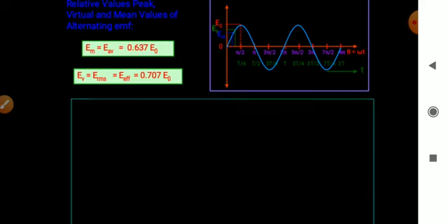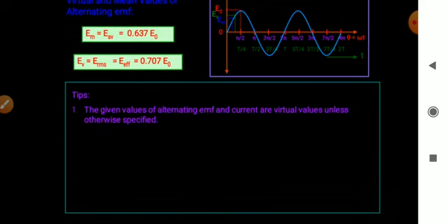Okay. So relative values, peak, virtual and mean values of alternating EMF are given by this graph. E naught is the peak value, E M is the average value, and E V is the root mean square value. So E V, E RMS value equal to 0.707 E naught, and E M equal to 0.637 E naught.